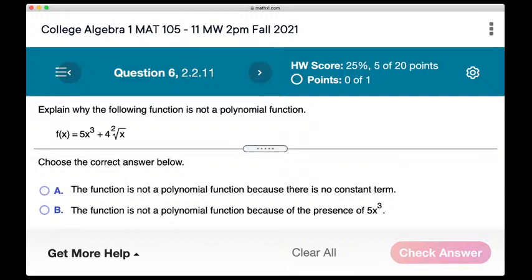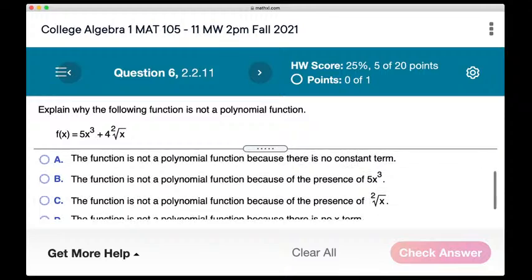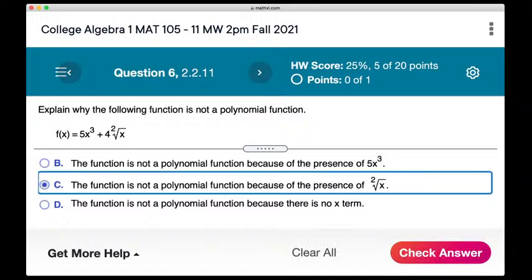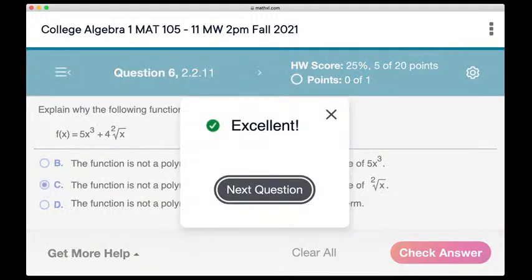Explain why the following function is not a polynomial, right? Because of this, what is it, square root? No, yeah, square root. Because there is no constant term, A is not it. Because of the presence of 5x cubed, no. So square root, right? C. So C. Okay.